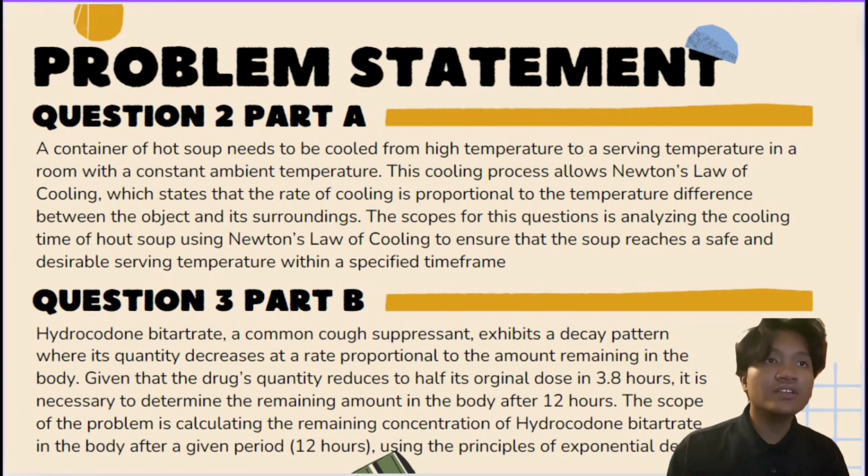For question 3, part B, hydrocodone bitartrate, a common cough suppressant, exhibits a decay pattern where its quantity decreases at a rate proportional to the amount remaining in the body. Given the drug's quantity reduces to half its original dose in 3.8 hours, it is necessary to determine the remaining amount in the body after 12 hours. The scope of the problem is calculating the remaining concentration of hydrocodone bitartrate in the body after a given period, which is 12 hours, using the principle of exponential decay.